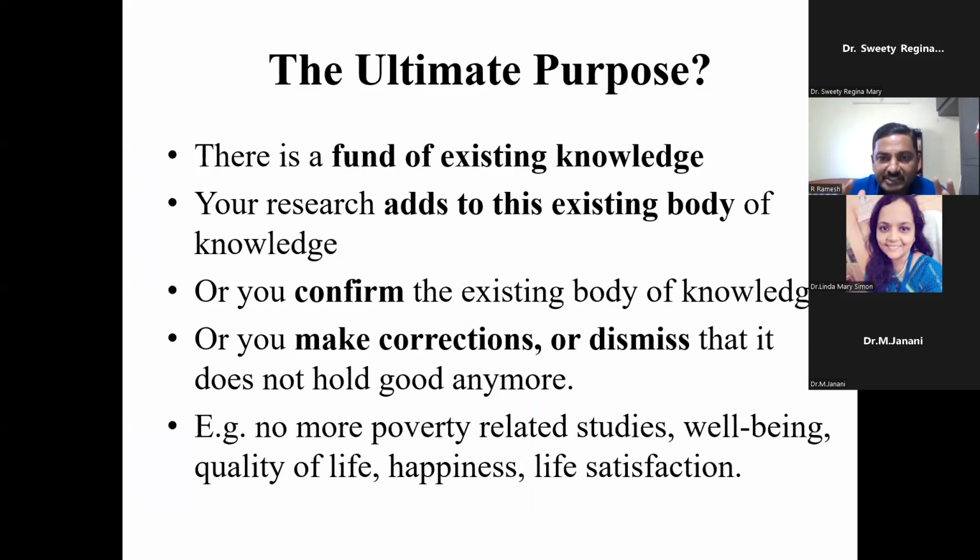There is a fund of existing knowledge. In any discipline, it can be management, commerce, rural development, sociology, economics, any discipline for that matter. There is a fund of existing knowledge already available. Your research adds to this existing body. In your PhD thesis, through your research, what you are claiming is that there is a fund of knowledge already existing. That's what you call the literature review.